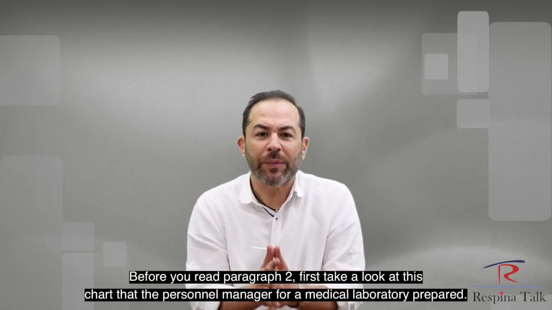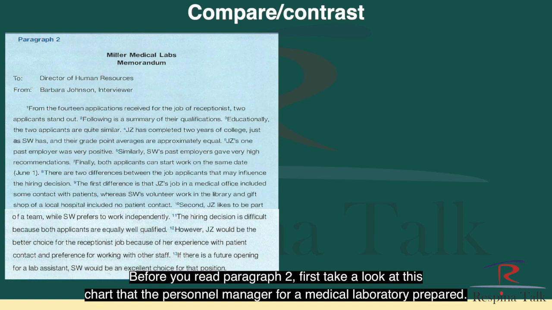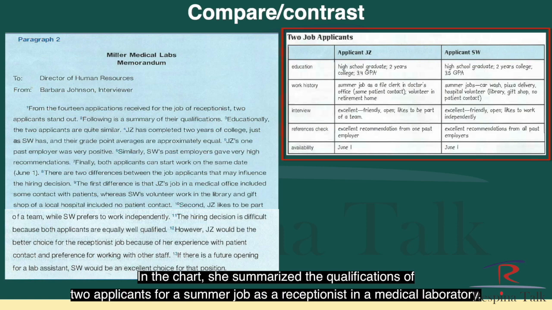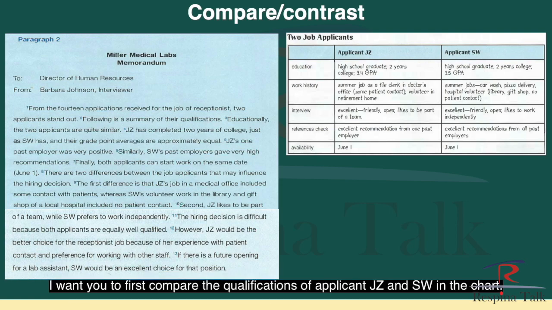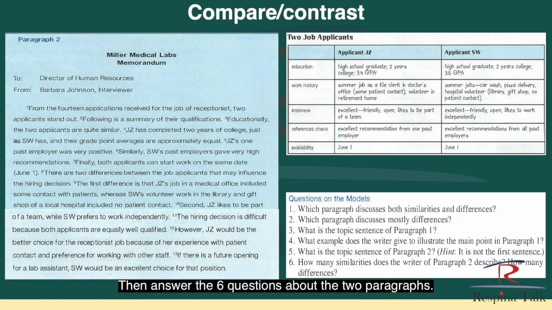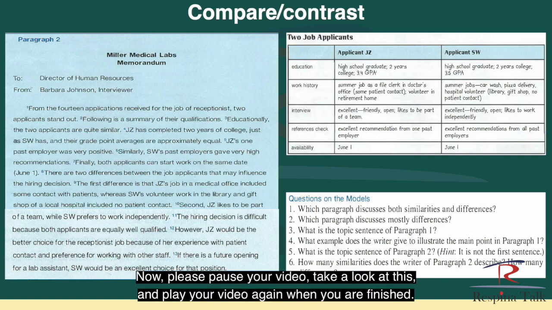Now, before you read paragraph 2, first take a look at this chart that the personnel manager for a medical laboratory prepared. In the chart, she summarized the qualifications of two applicants for a summer job as a receptionist in a medical laboratory. I want you to first compare the qualifications of applicant JZ and SW in the chart. Then you will read paragraph 2, which is the memo written by the personnel manager to her boss. Then answer the 6 questions about the 2 paragraphs. Now please pause your video, take a look at this, and play your video again when you're finished.